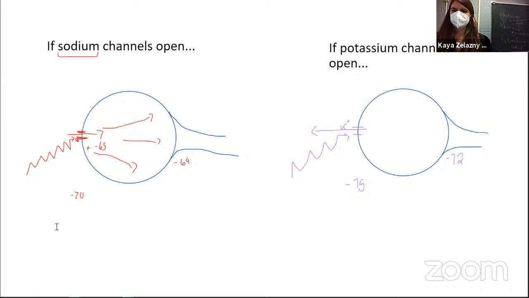As we talk about these moving forward, we would refer to the sodium one, where we're getting more positive, as depolarization. We would refer to what's going on with the potassium as hyperpolarization. These are words we'll use for graded potentials, but they're words we'll use in general for changes to the membrane potential as well. So when you talk about the negative 75 and the negative 72, we're talking about changes to the membrane potential right there.